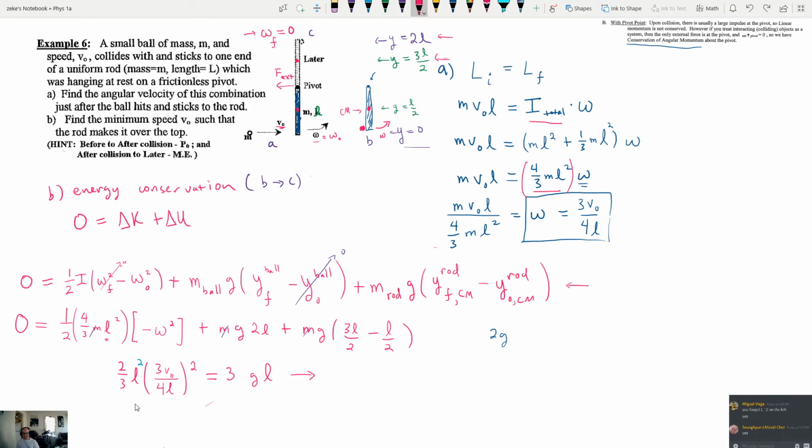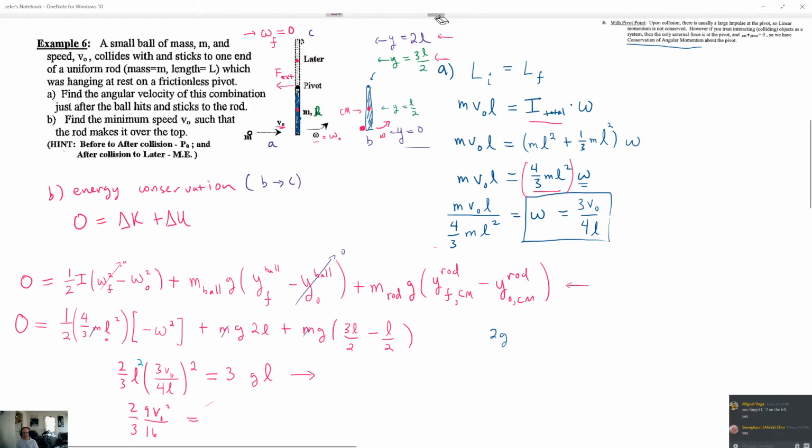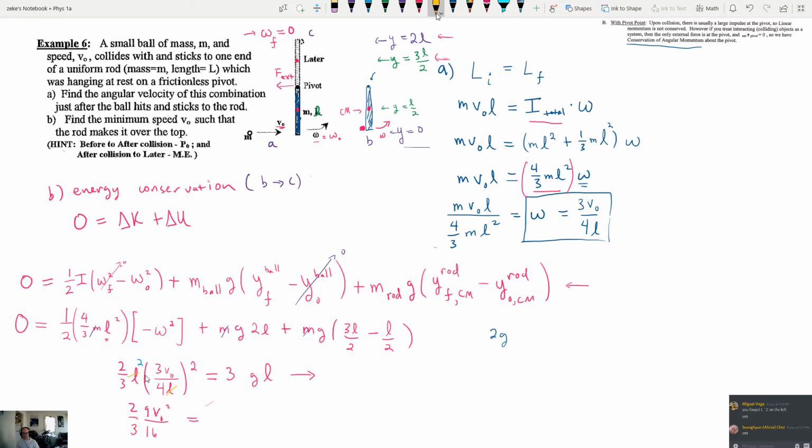All right, let's expand this out. So we have 2 over 3 L squared. The L squareds will cancel out. That part was true. We don't need to worry about those. So 3 squared is 9 V naught squared divided by 4 squared is 16. And this is equal to, the L squareds canceled. Those are the only things I can say cancel. So we can go through here and say this is going to cancel out with that. And on the right-hand side, we just have 3GL.